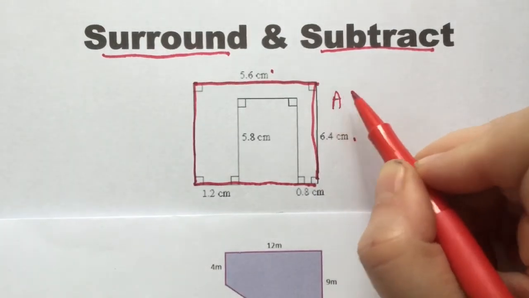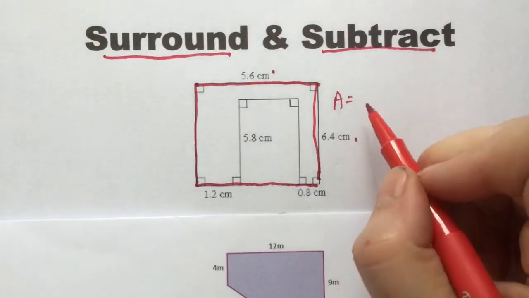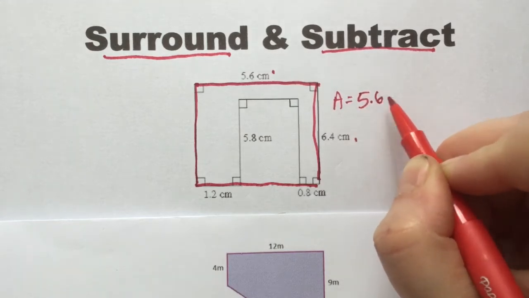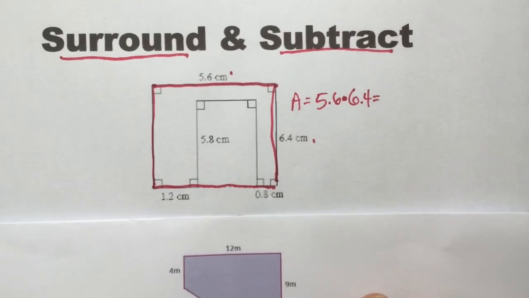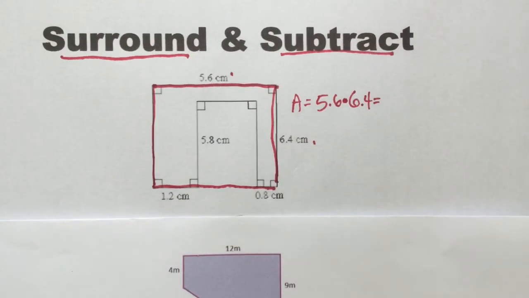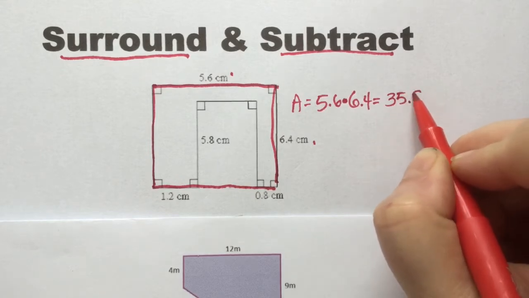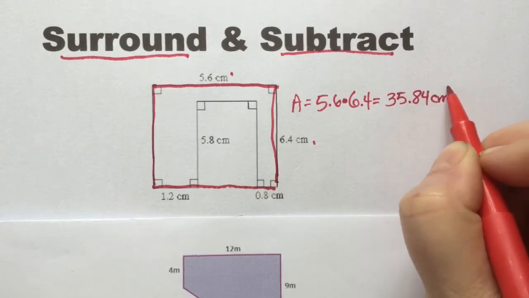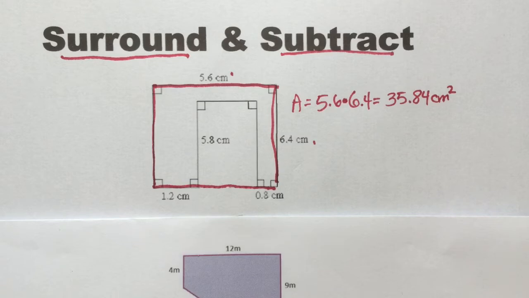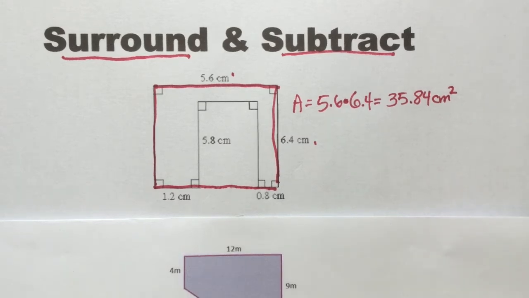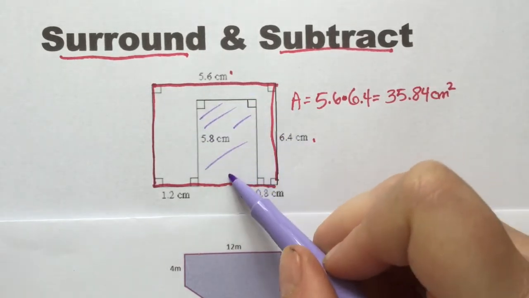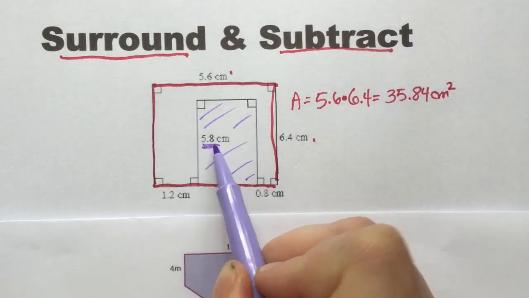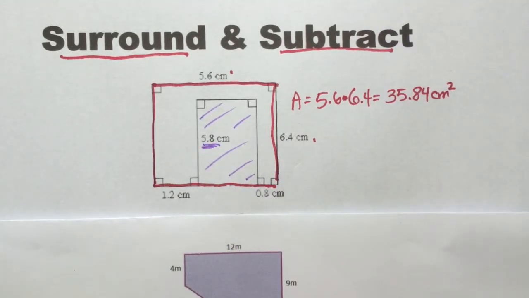So to find the area of my entire shape, I would do 5.6 times 6.4. That will give me 35.84 square centimeters. Now, this is missing a rectangular piece in the center. That rectangular piece is this one right here. I can tell that the height of that is 5.8.